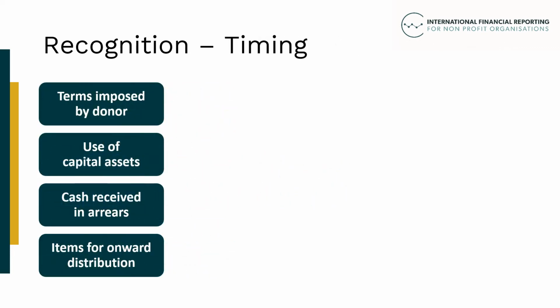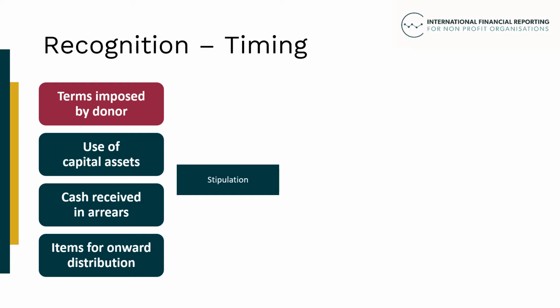Determining in which financial reporting period revenue should be recognized can be a challenge. Revenue can only be recognized once any substantive performance requirements, conditions, have been satisfied. Revenue may need to be deferred if conditions have not been met. Donors may impose terms on their donations. We refer to these as stipulations.